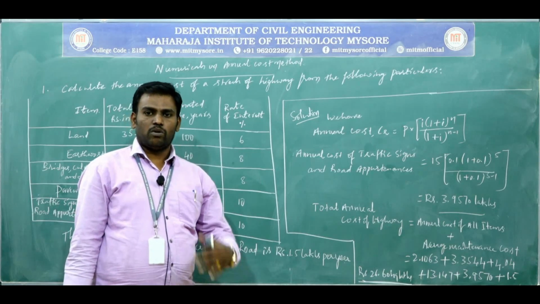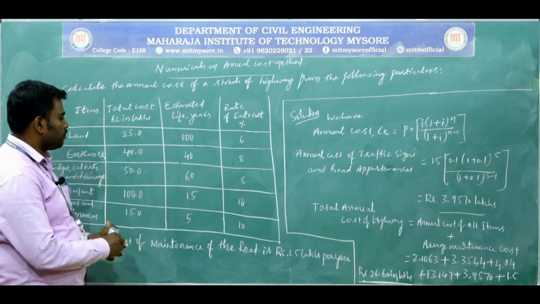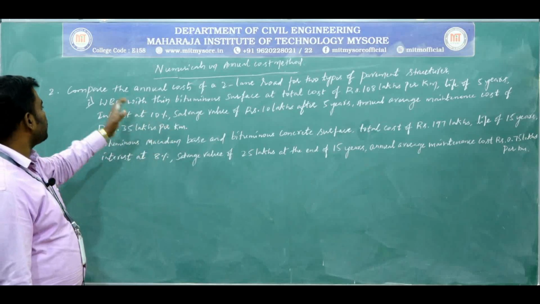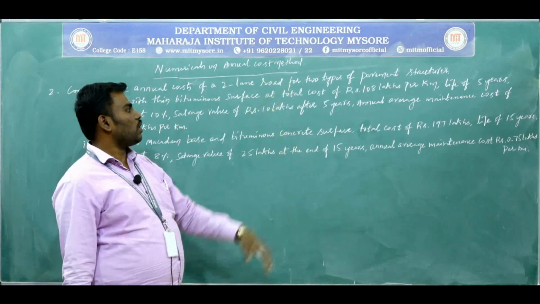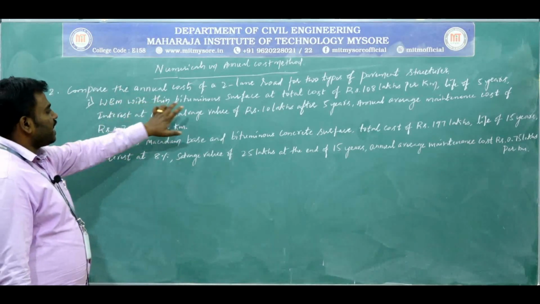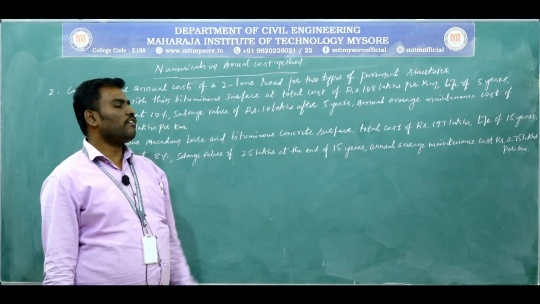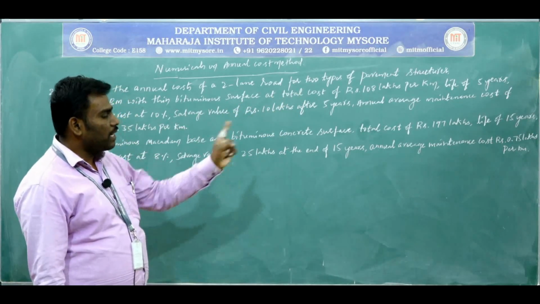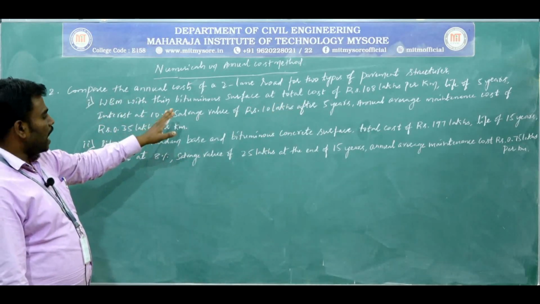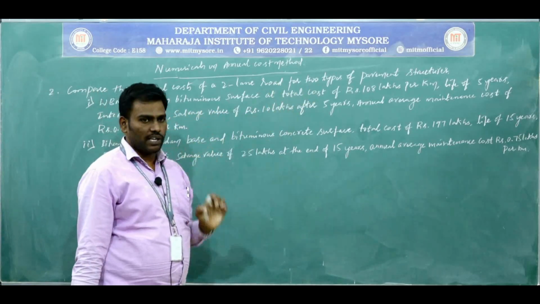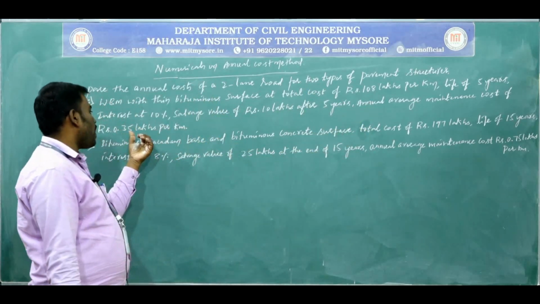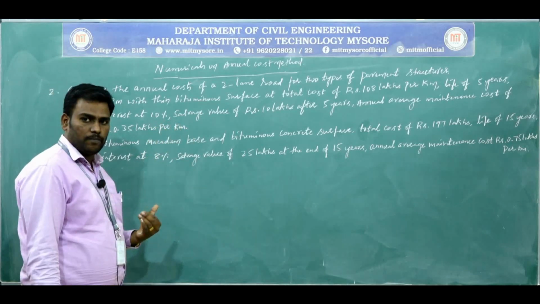Next we'll move on to the second problem on the annual cost method. Compare the annual cost of a 2-lane road for 2 types of pavement structures. The first one is waterbound macadam with thin bituminous surface at a total cost of rupees 108 lakhs per kilometer, life of 5 years, interest at 10%, salvage value of rupees 10 lakhs after 5 years, then annual average maintenance cost of rupees 0.35 lakhs per kilometer.